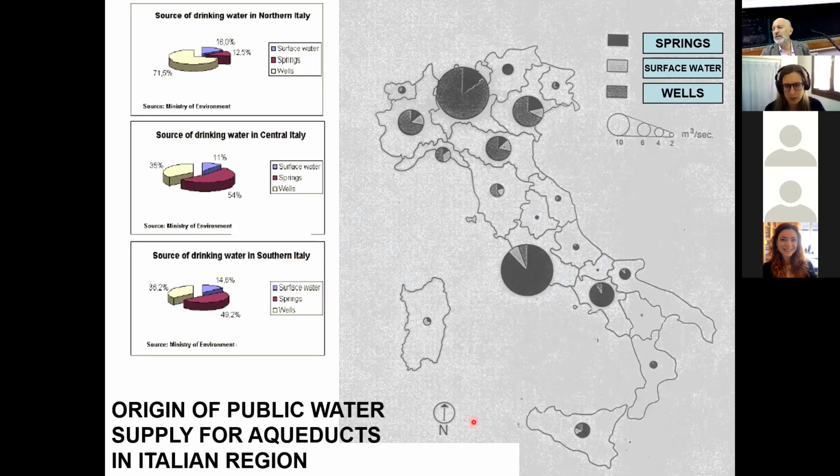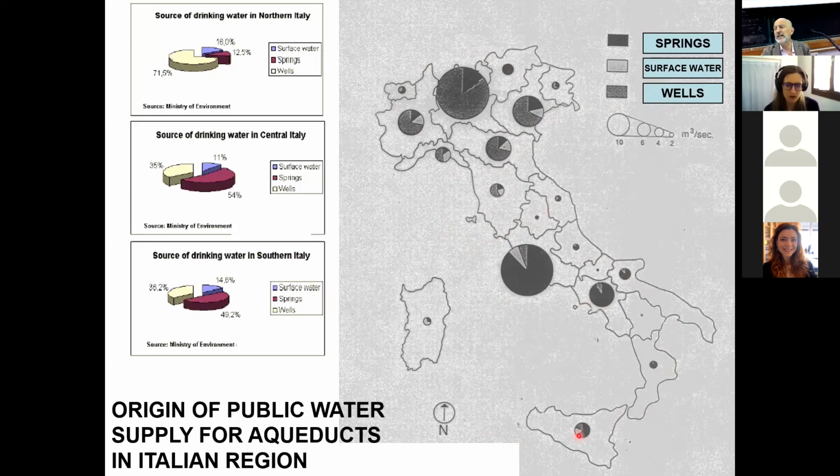Let's consider the situation in Italy, for example, of the use of groundwater and surface water among different regions. You see the different regions in Italy, and for each region you have a pie diagram, and the color of the slices of the pie is depending on the main source of water for public water supply, so for aqueduct. If you have the black color, the source is represented by springs. Otherwise, you have surface water with the light gray and the wells as the dark gray. You see that in Italy, there is a very evident difference between the northern Italy and Tuscany respect to the central Italy and southern one.